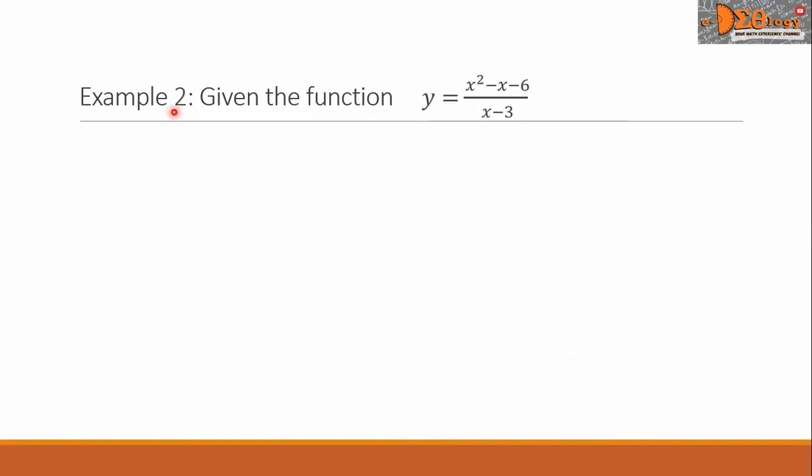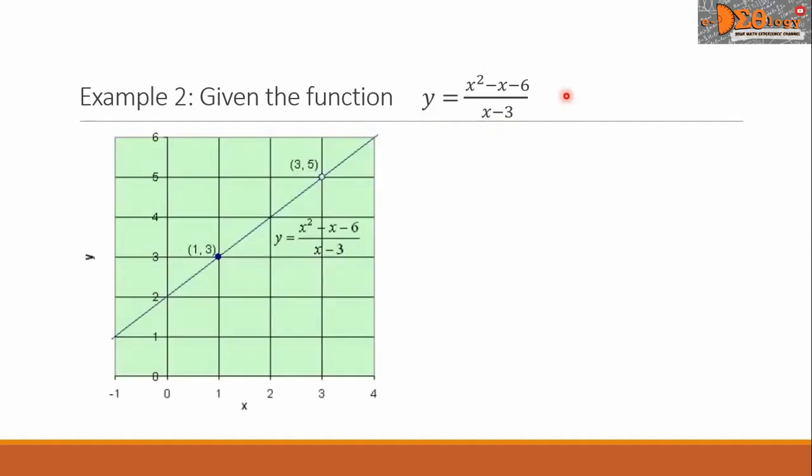Let us have example 2. Given the function y equals x squared minus x minus 6 all over x minus 3. Let us graph this function. The graph is a straight line, but there is a hole when x is equal to 3.